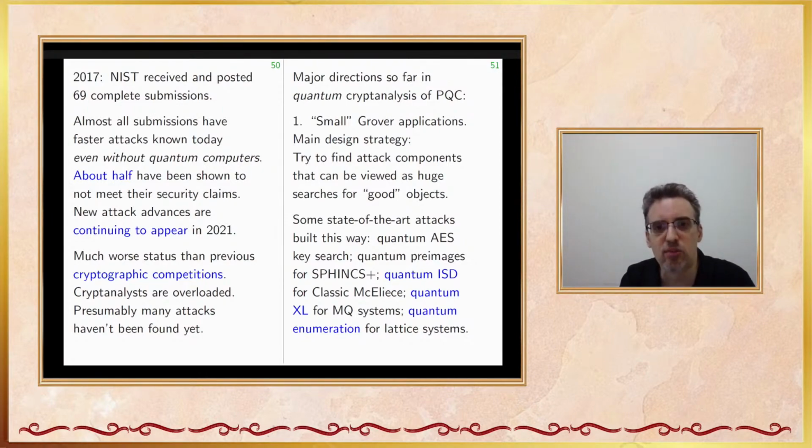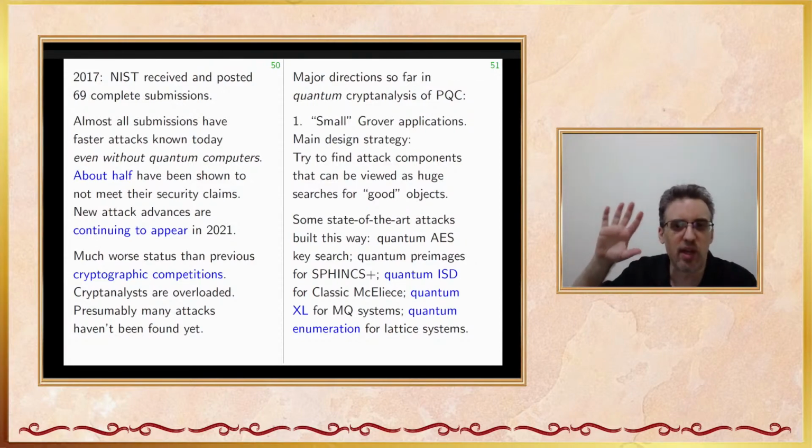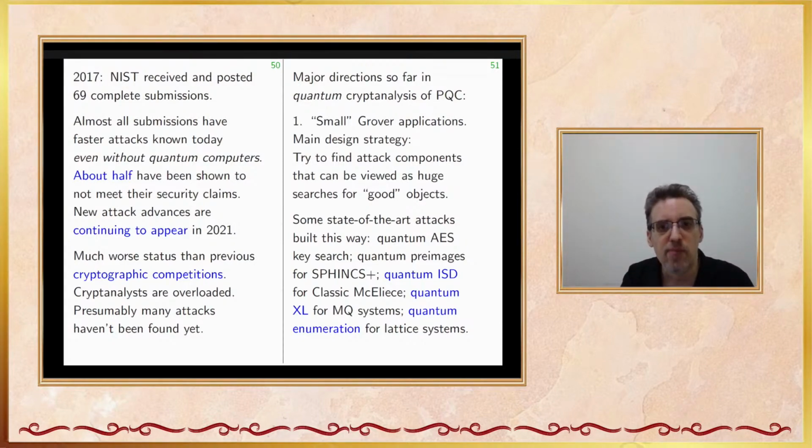And then for lattice systems, there's one type of attack, enumeration, where quantum enumeration is this kind of attack. It's maybe a little tricky how the combinatorial search is working in there, and it helps to do something a little beyond Grover to make that work. But it's basically just another Grover application of recognizing something as a big search.